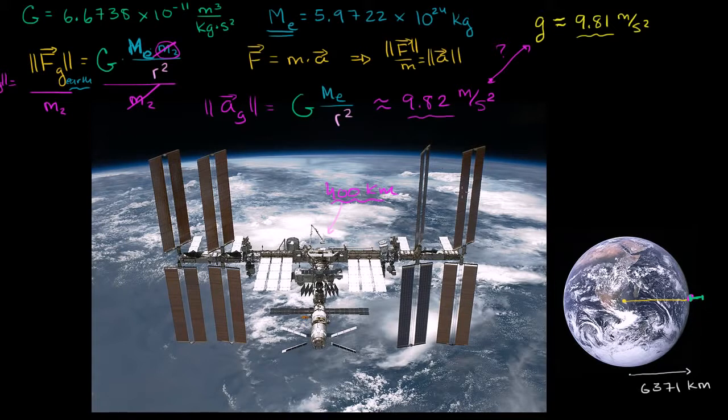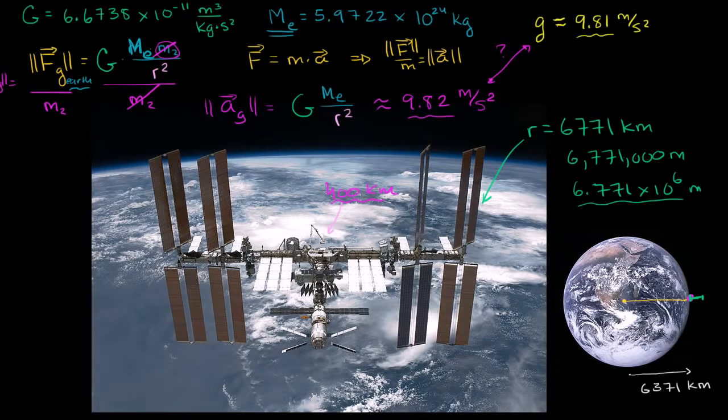So now, for the case of the space station, r is going to be not 6,371 kilometers. We're going to add 400 to this, 6,771 kilometers, which is the same thing as 6,771,000 meters, which is the same thing as 6.771 times 10 to the 6th meters. This is 1, 2, 3, 4, 5, 6, 10 to the 6th meters.